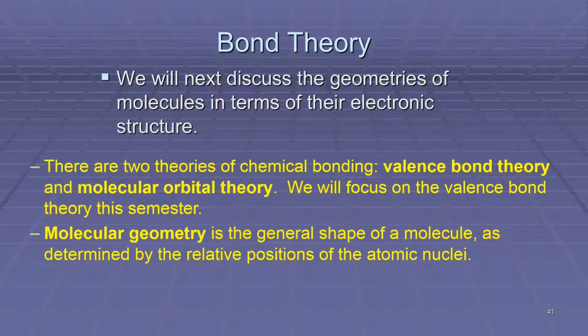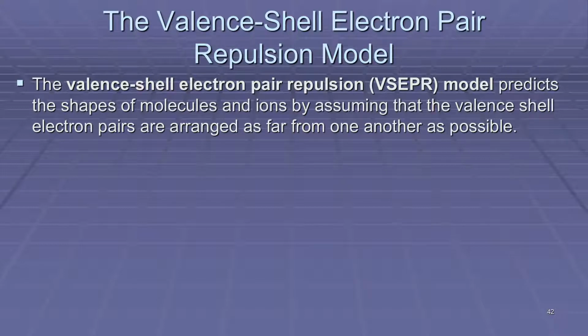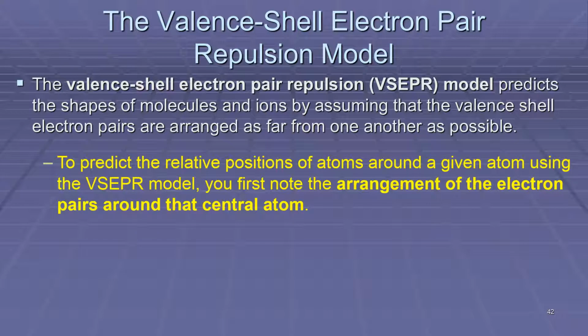So molecular geometry is the general shape of the molecule, and it's determined by the way that the atoms are arranged around each other. The valence shell electron pair repulsion model, sometimes called the VSEPR model, predicts the shapes of molecules and ions by assuming that the valence shell electrons are arranged as far apart from one another as possible. So again, electrons don't like to be close to each other. They don't want to be in each other's way. They want to be far apart. And this is what leads to the VSEPR theory.